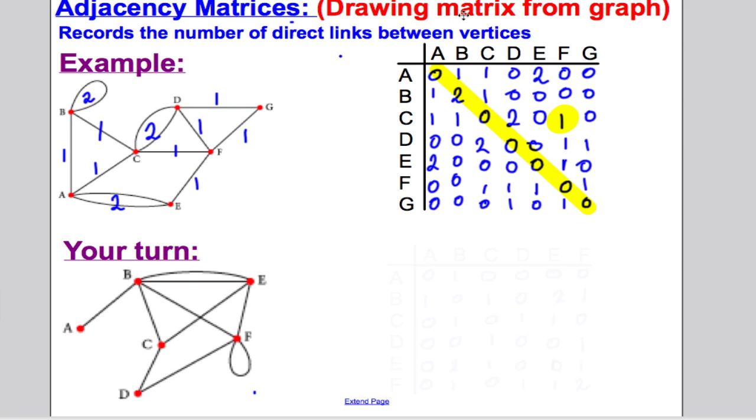Right, you pause the video now. I would like you to have a go at drawing the adjacency matrix for this particular graph, and in 10 seconds I'll go through the answer, you mark your work.